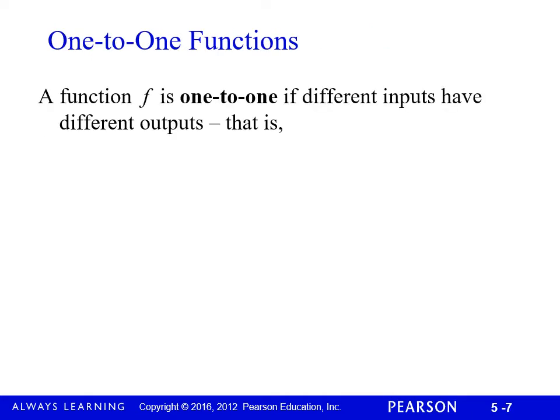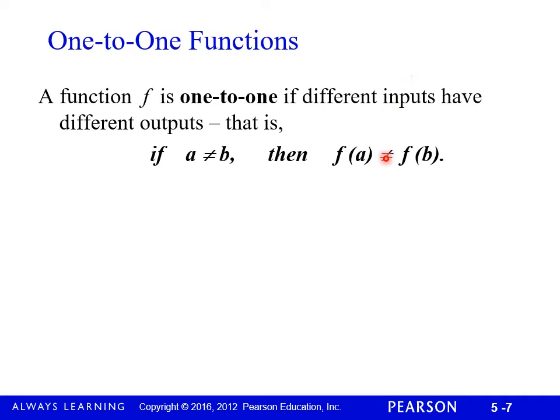One-to-one functions. A function is one-to-one if different inputs have different outputs. Remember that when we were talking about functions, the definition of a function is that you have a consistent output. Every time you put the same number in, you get the same output out. Now we're going to define them a little bit more restrictively: a subset of functions, where some functions are one-to-one and some are not. In a one-to-one function, every point has its own unique output. Functions can share outputs, but then they're not one-to-one.